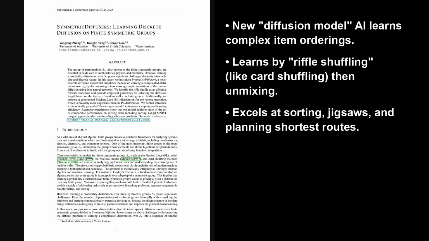I'm Alex. Today, May 10th, 2025, we're looking at SymmetricDiffusers, learning discrete diffusion on finite symmetric groups. This ICLR conference paper, published January 22nd, so about 3.5 months ago, introduces a new way for AI to understand permutations, or finite symmetric groups, which are all possible orderings of items. This is challenging because the number of orderings grows incredibly fast. The paper uses a discrete diffusion model, which learns by first mixing up an order, then carefully learning to unmix it.